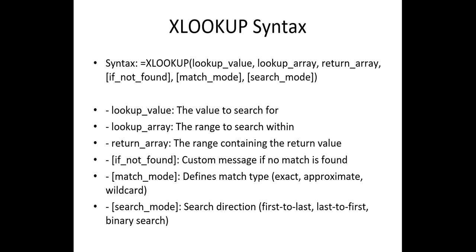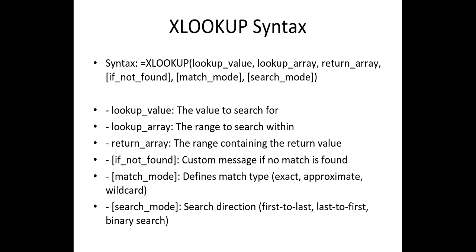These are the arguments. The lookup value is the value to search for. Once we look at the example, you will see what it means. The lookup array is the range to search within. The return array is the range containing the return value. So one is what you're looking for, the array or range, and then based on that condition or criteria, what you would like it to return. So that's what this is.